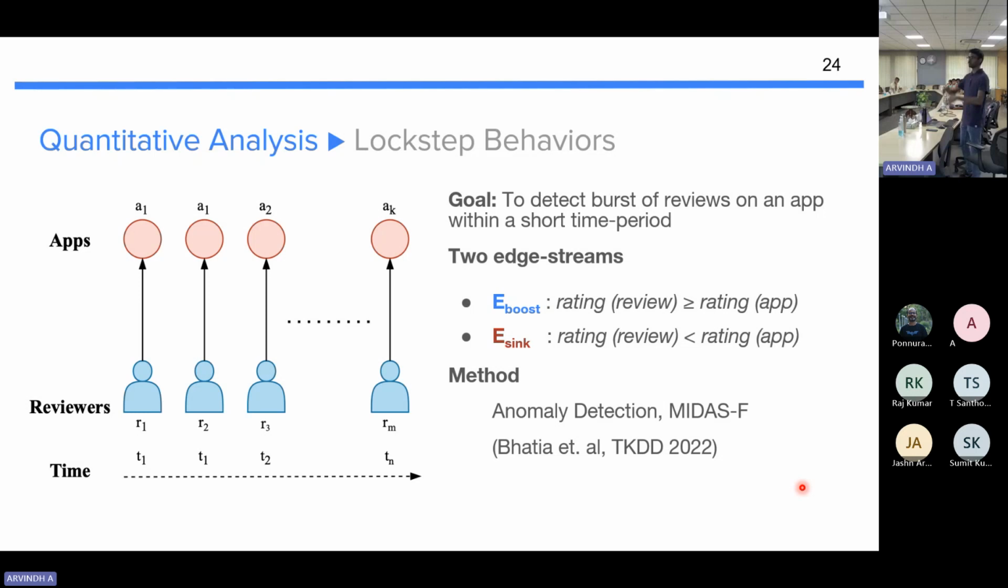So to achieve our goal, we have to do something very efficient. Before going into the method, there are 2 types of extremes here. We name them e-boost and e-sync.